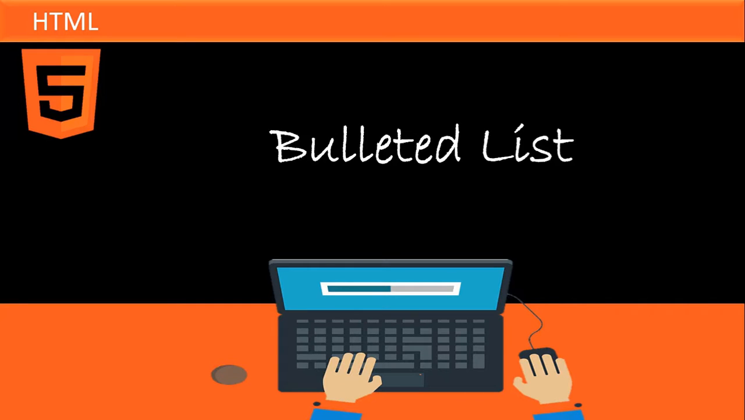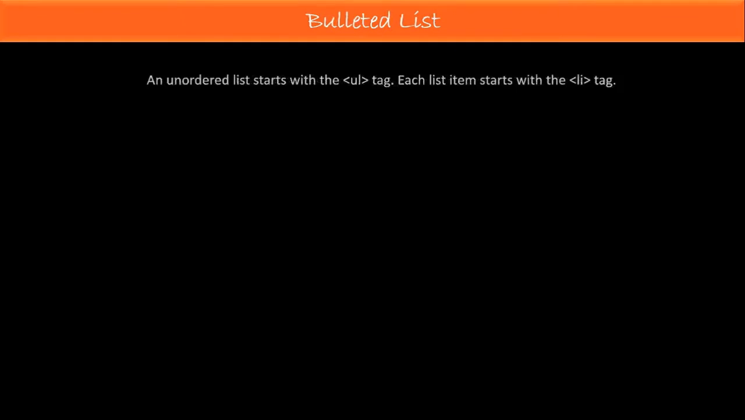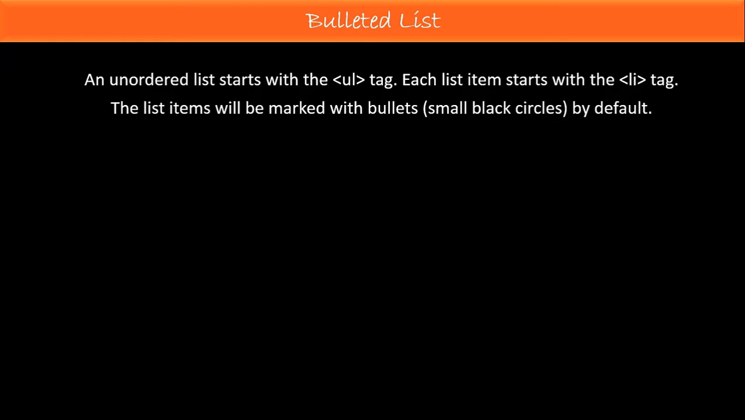In this lecture, I will discuss the HTML bulleted list tag. An unordered list starts with the UL tag. Each list item starts with the LI tag. The list items will be marked with bullets, small black circles by default.